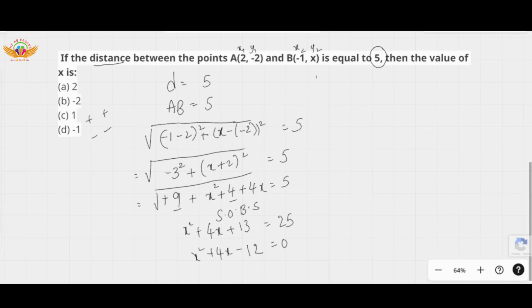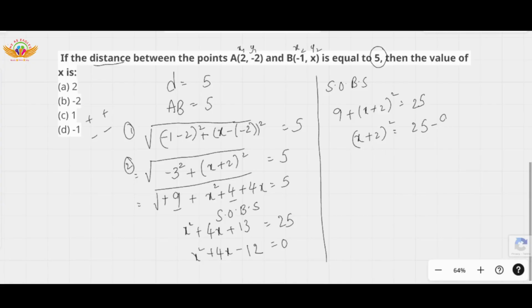But I want to tell you the easiest method now. See here, this is the first step and this is the second step. In the second step only, let us do squaring on both sides. Then what will happen? 9 plus x plus 2 whole square is equal to 25. So x plus 2 whole square will be equal to 25 minus 9. So what is 25 minus 9? 16. So x plus 2 is equal to, when the square goes to the right hand side, it will become root 16. x plus 2 equal to 4. x equal to 4 minus 2, that is 2.